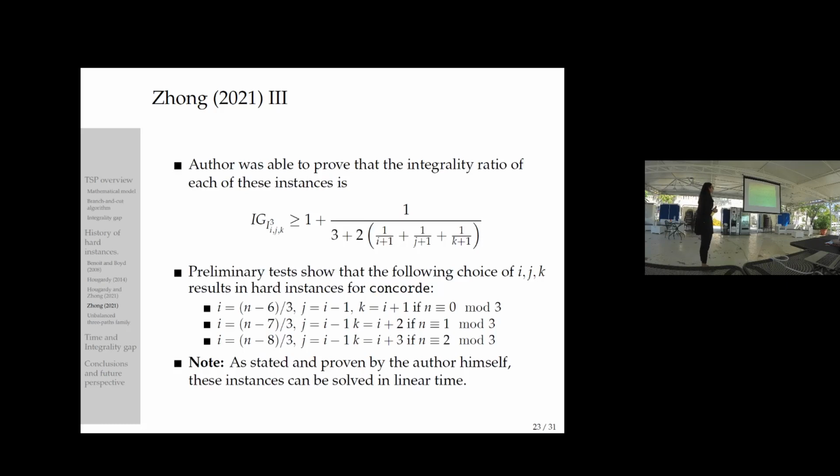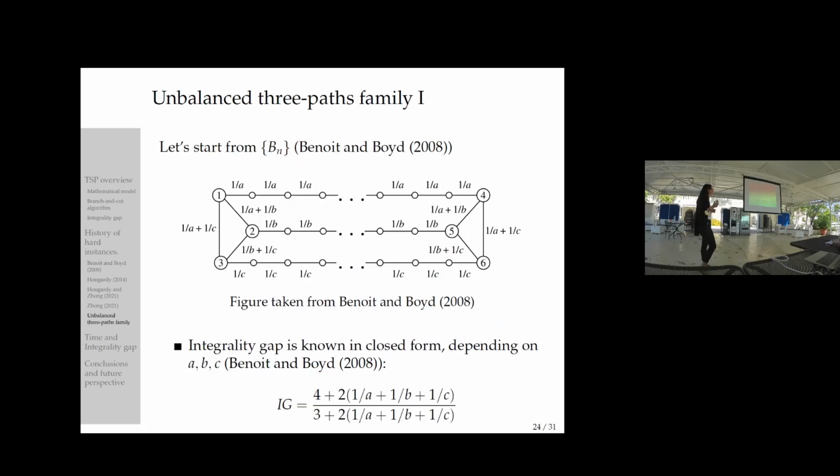In this case, the author was able to prove that the integrality ratio of these instances is at least the quantity reported on the slides. They also did parameter tuning, so they chose E, J, and K in such a way that, with these choices, the instances turn out to be hard. What we have to note is that, as stated and proven by the author himself, these instances can also be solved in linear time.